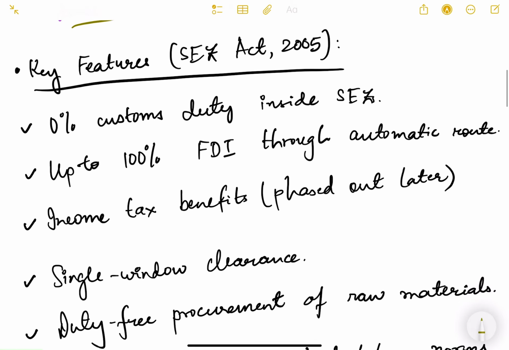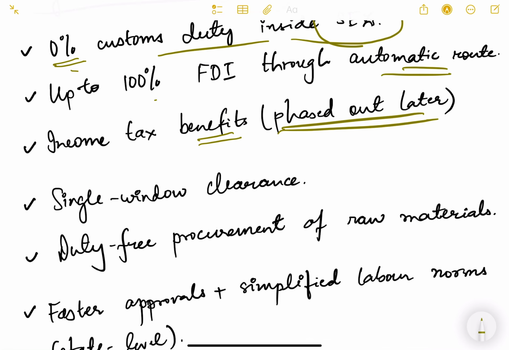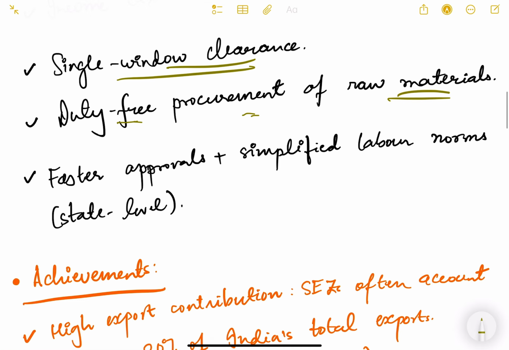What are the key features? It was defined, as I told you, way back in 2005, 20 years ago, through an SEZ Act, a Special Economic Zone Act. There will be 0% custom duty inside SEZs, and up to 100% FDI through the automatic route. Income tax benefits were phased out later. Then single window clearances, duty-free procurement of raw materials. So there will be no import duty on raw material inputs if you're buying from outside. Faster approvals, simplified labor norms. This had to be done at the state levels.